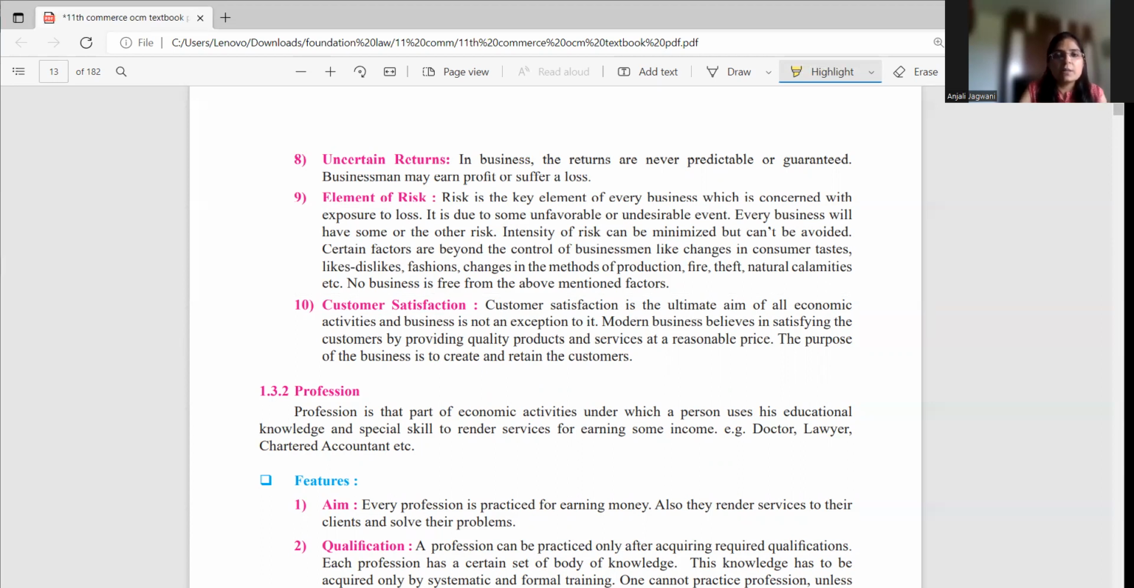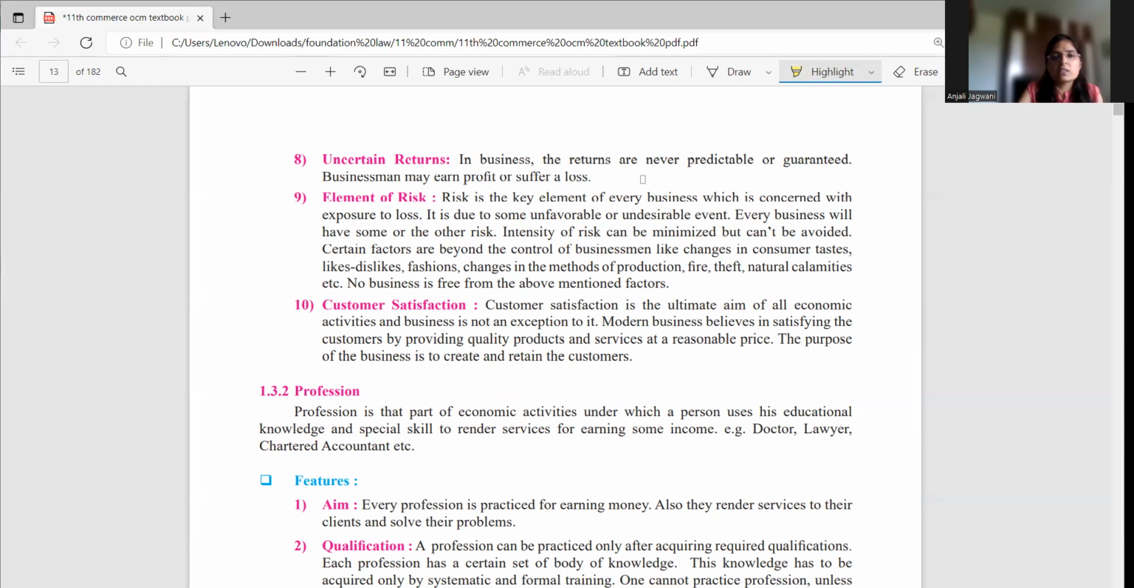Another feature is element of risk. Yes, every business comes with its own risk. There is a lot of risk, as I was saying just now, that the market has become so drastic and the competition is so much, and so many updates are there for every product or service. You have to be updated. So this is actually increasing the element of risk every day.